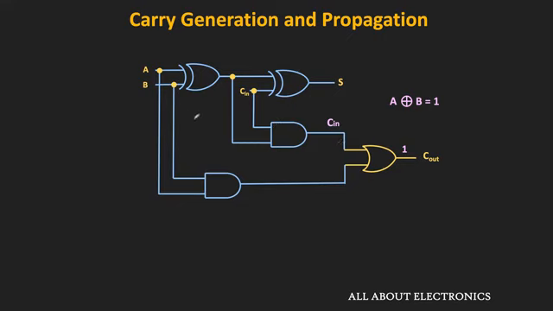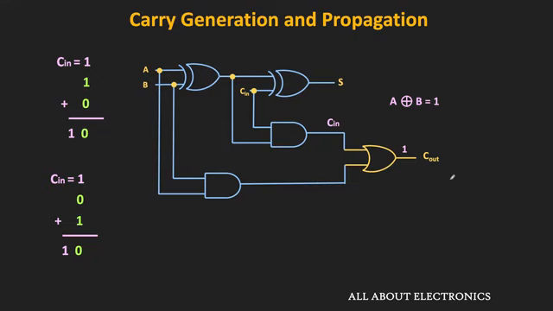That means the carry from the previous stage will propagate to the next stage whenever A is equal to 1 and B is equal to 0, or the second case, when A is equal to 0 and B is equal to 1. In other words, we can say that this carry will propagate to the next stage when A XOR B is equal to 1.